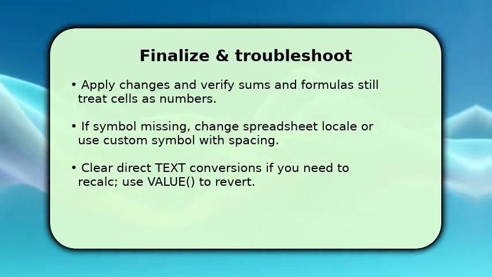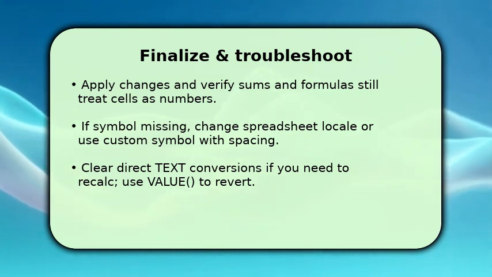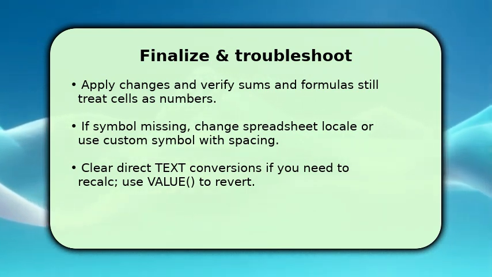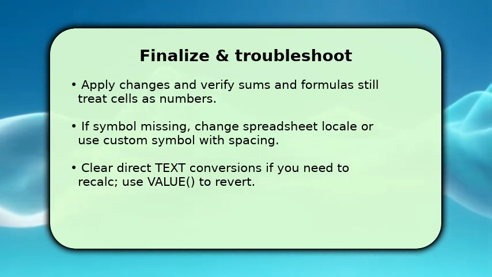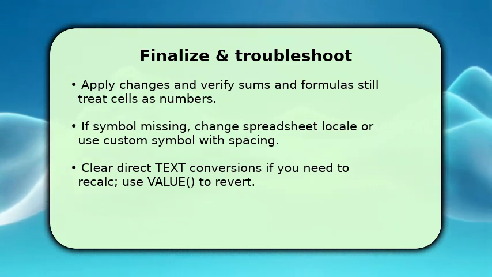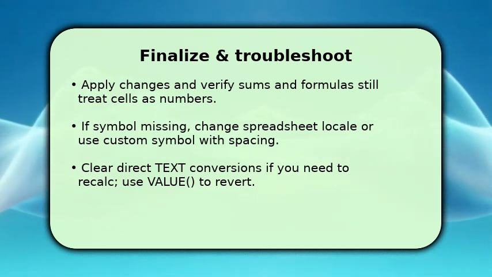If the desired symbol doesn't appear, change the spreadsheet locale to a matching region or enter a custom currency symbol and adjust spacing or placement. If you converted values with TEXT and need to recalc, convert back using VALUE or re-enter numbers. This fixes calculation errors. And if formatting seems inconsistent, select the range and reapply the custom currency to force uniform display.